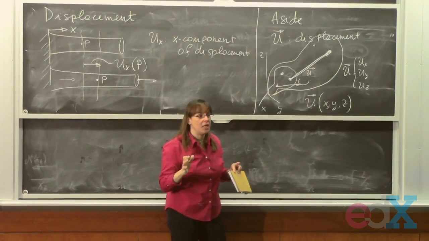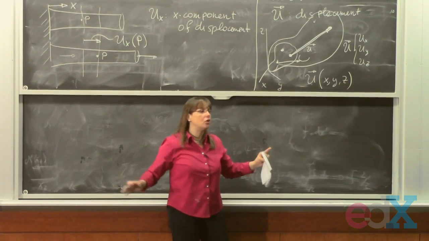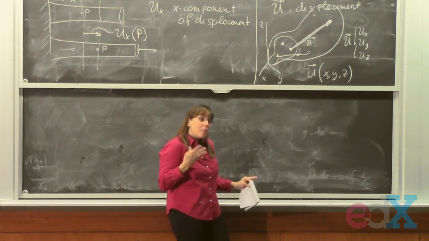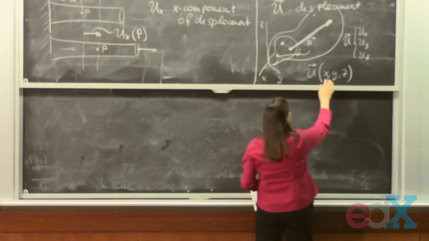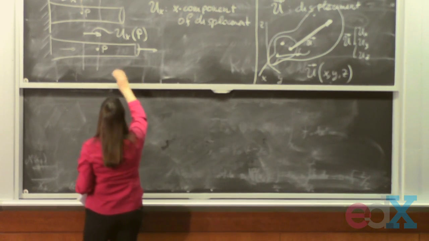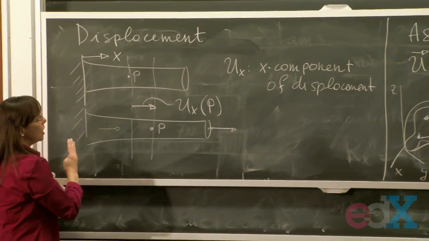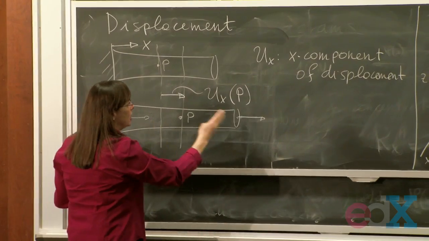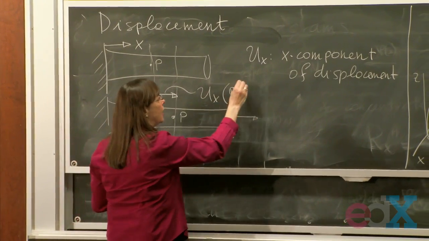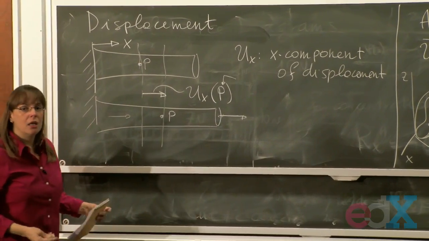In general, in 3D, if you have a structure that has a shape, it deforms, it moves around in all directions, and every point inside the structure is going to have a displacement, and displacement has 3 components. Now, we are working in a one-dimensional world, so all we are interested in is the displacement in the x direction, and this is the displacement in the x direction of this point P.